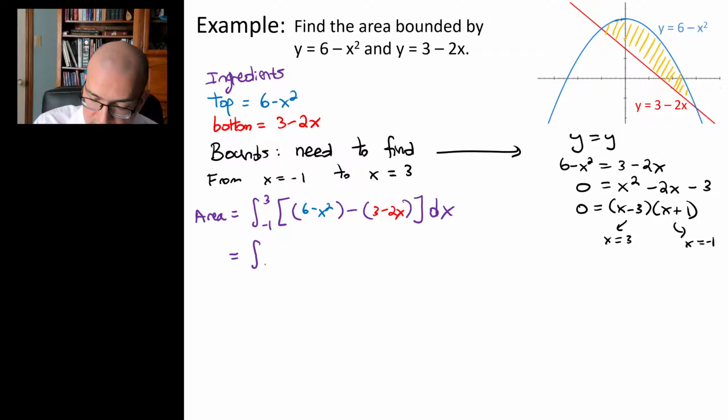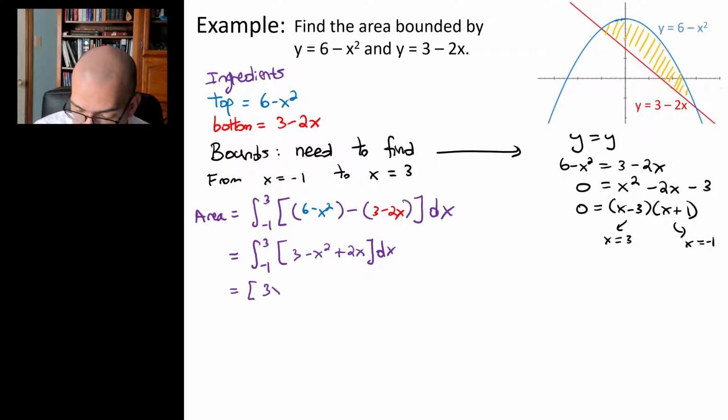But I'll keep going because it might be a whole calculation as well. So I'm going to simplify: 6 minus 3, negative x squared plus 2x, plus because we have a double negative, and negative times negative is positive. And then I'm going to integrate each of these pieces. Antiderivative of 3 is 3x. Antiderivative of x squared is 1/3 x cubed. Antiderivative of 2x is x squared. And we're going to evaluate this from -1 to 3.